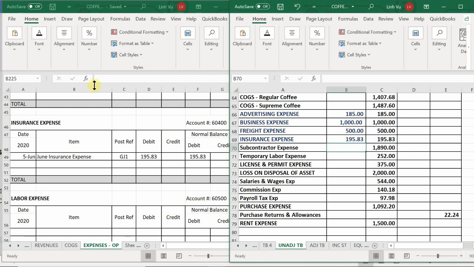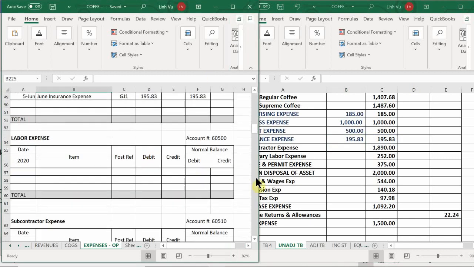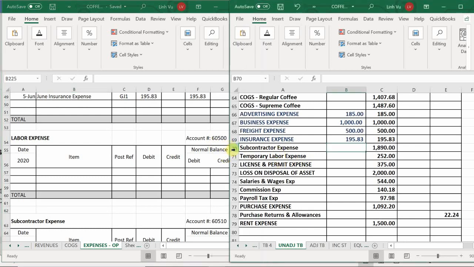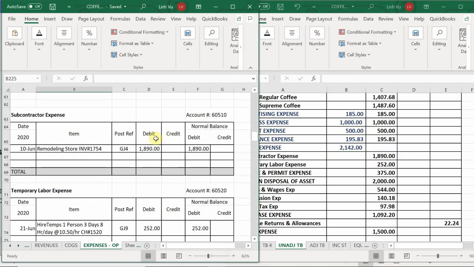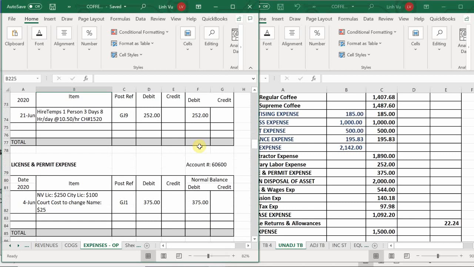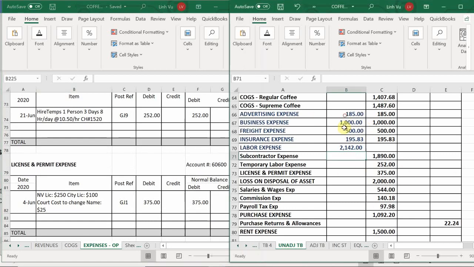Okay. All right. Then we have labor expense. So this is broken down to subcontractor labor and temporary labor. So I'm going to go ahead and insert a row above here and name this labor expense, which is your subcontractor and your temporary labor, right? Subcontractor is still $18.90 and my temporary is still $252. So giving me a grand total of $2,142.